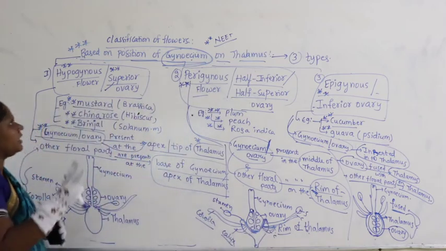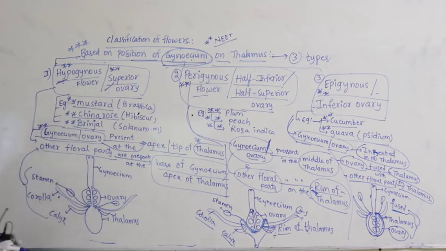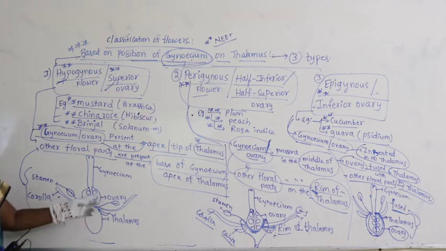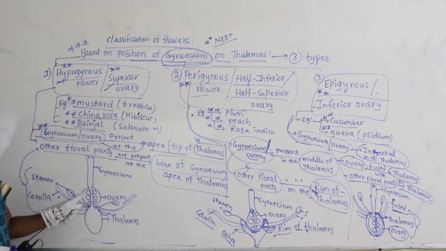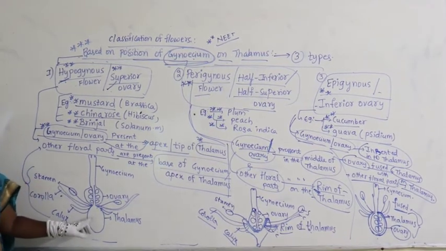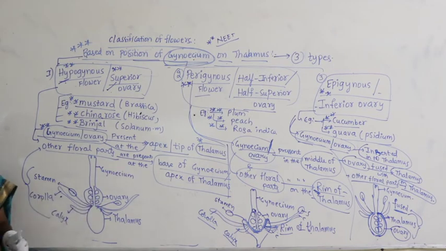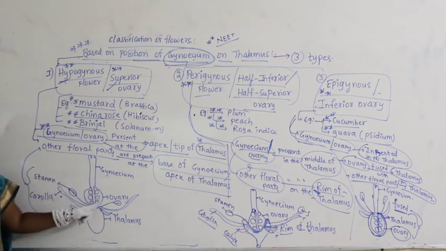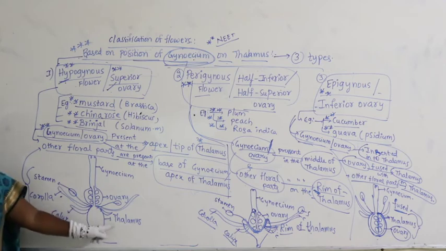How many categories do we have? 3 types. What are they? Hypogynous flower, also called superior ovary. Why is it called superior ovary? This is the thalamus. At the tip of the thalamus, what is present is called ovary. It's above the thalamus, that's why it's called superior ovary, upper, right? And where are the other floral parts? Either you can say at the base of the gynoecium, base of the ovary, or you can write other floral parts are also located at the tip of the thalamus.